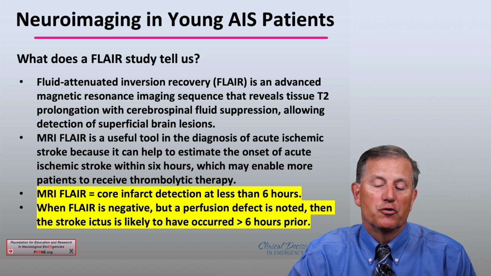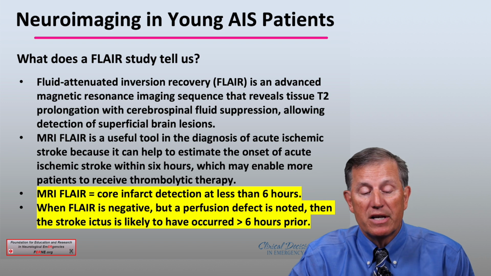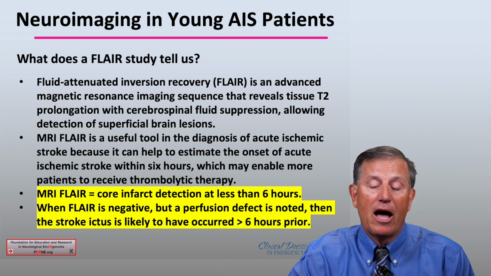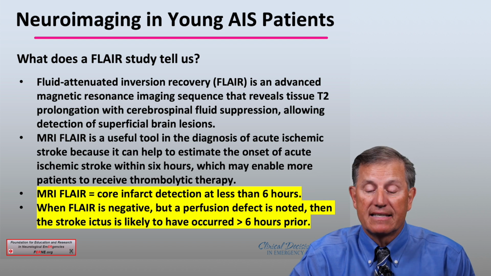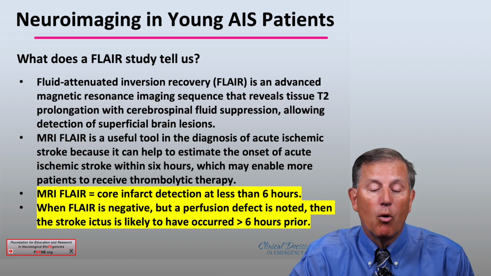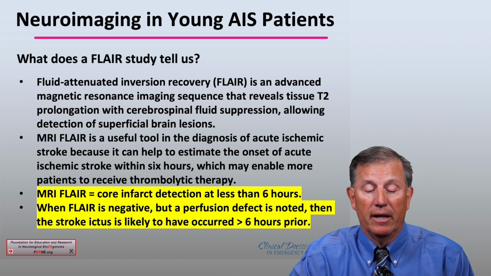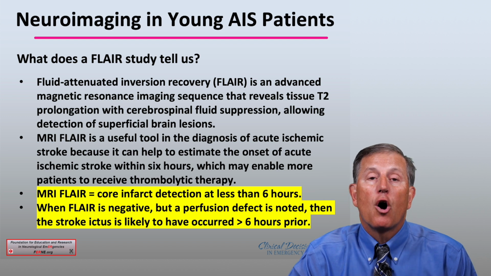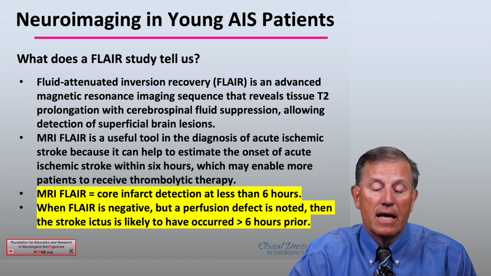So it's a useful tool in the diagnosis of acute ischemic stroke because it can help to estimate the onset of the acute ischemic stroke within 6 hours, which may enable more patients to receive thrombolytic therapy. So the MRI FLAIR is good at detecting the core infarct at less than 6 hours.